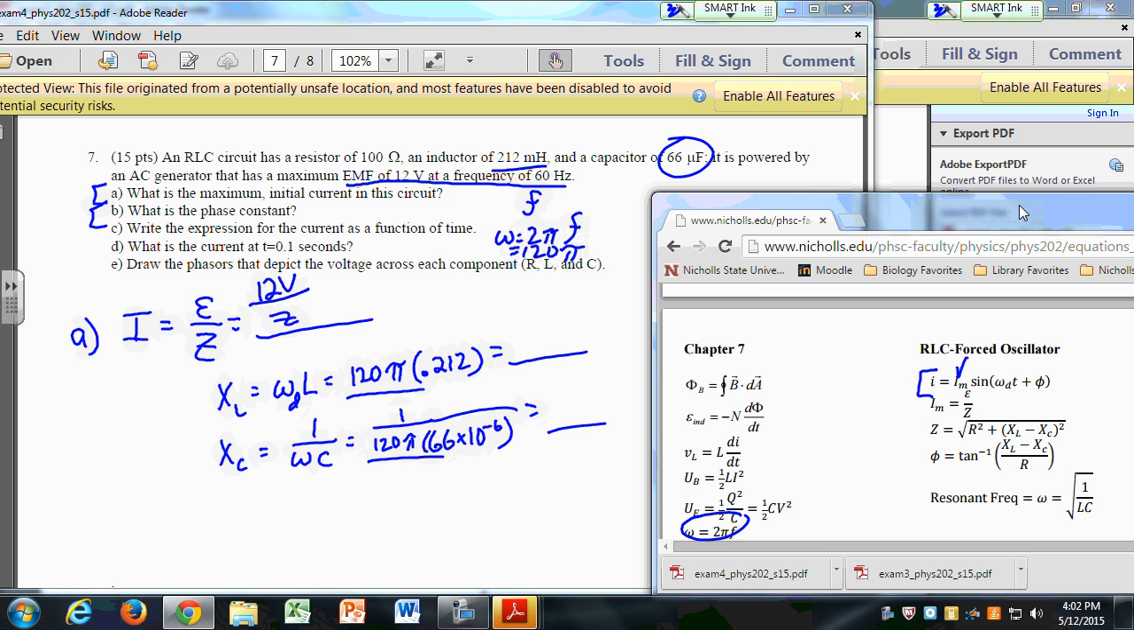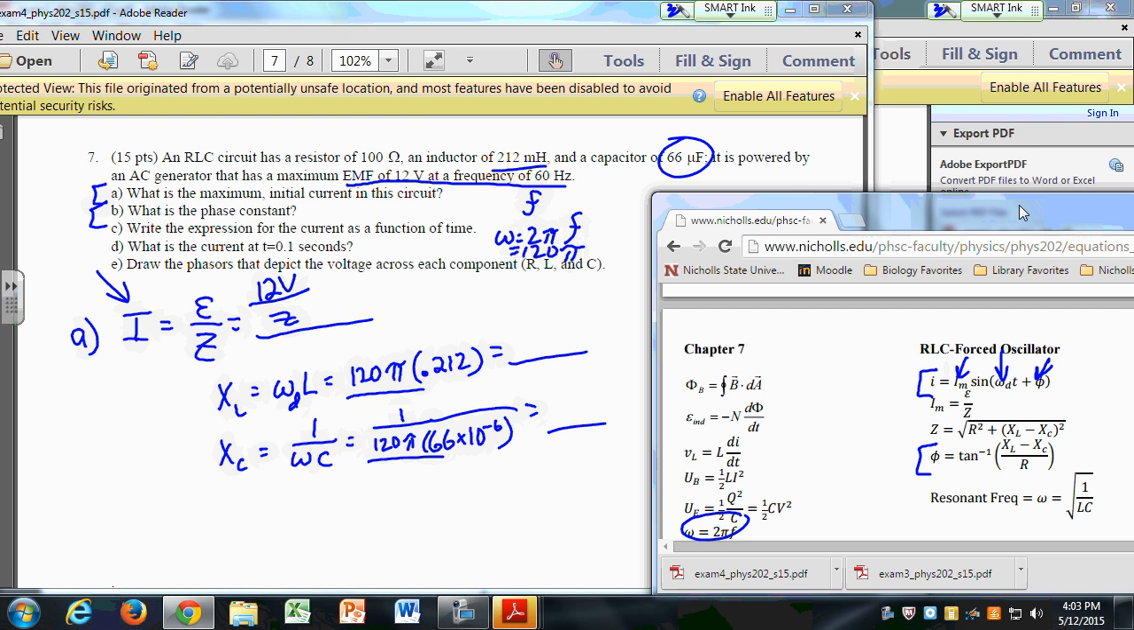So once you know I max, right here, and once you know phi, which is what you calculated here, and once you know omega d, well, omega d is just the driving frequency, that 120 pi. You can just plug in those values, and it gives you a function. And then if I ask for the current at any particular time, you just plug in that time. And in the radian mode of your calculator, calculate that current.